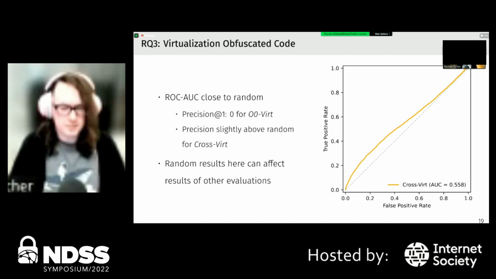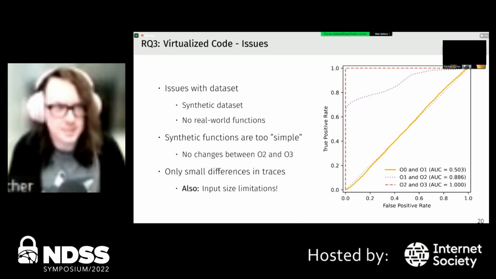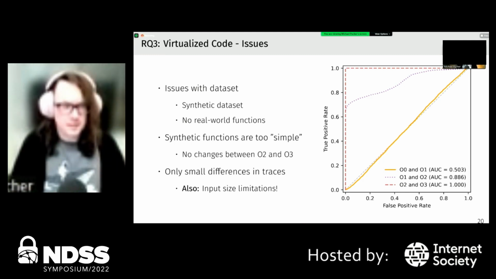We also trained this with the rest, so the results here could also affect the bad performance in the other evaluations. Now, what are the issues with the virtualized code? The issues are mostly with the data set. Because we made the synthetic data set, we had no real world functions. And the way we generated our synthetic data set, our functions are too simple or too random, in the sense that they are not unlike any of the actual real world code.